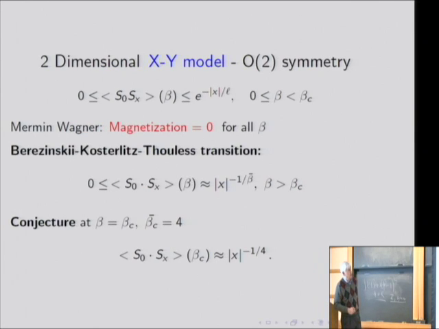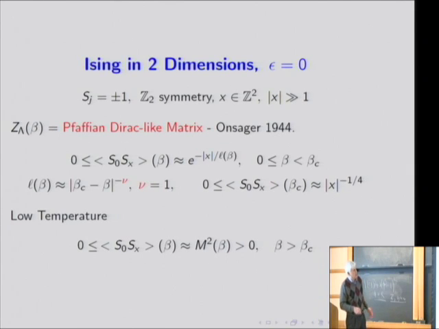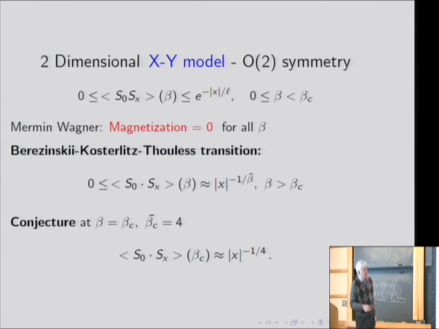And now if we go to the two-dimensional XY model, my spins are not plus or minus 1. They lie on the circle. Again, we have this exponential decay of correlations, but the magnetization always vanishes for this system. You never magnetize. Because we have a continuous symmetry, the magnetization is identically zero for all temperatures unless beta is equal to infinity, or zero temperature. Then, of course, everything's ordered. But apart from that, at any positive temperature, you never magnetize.